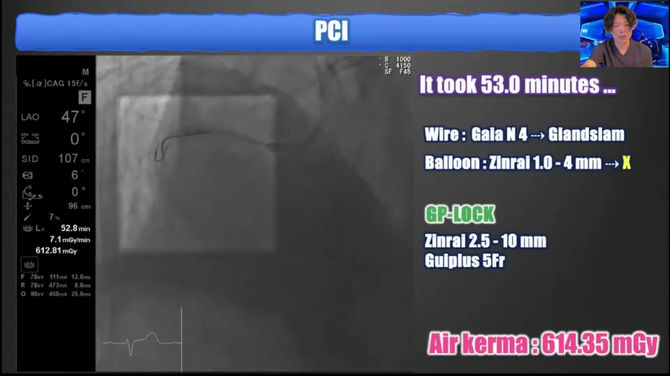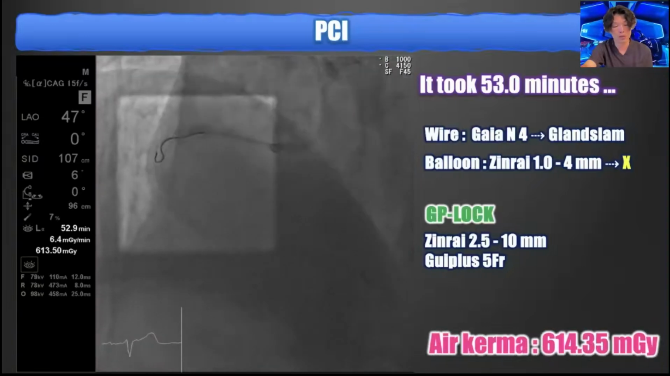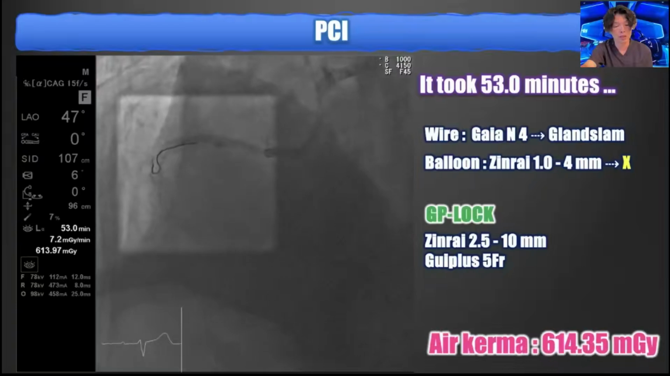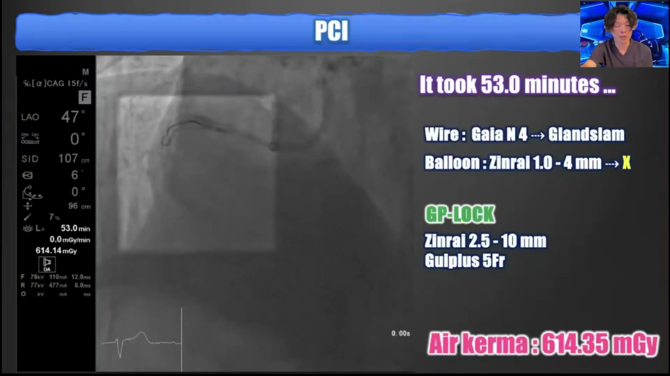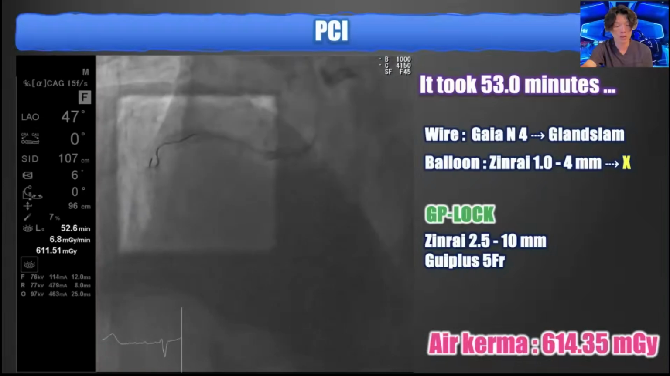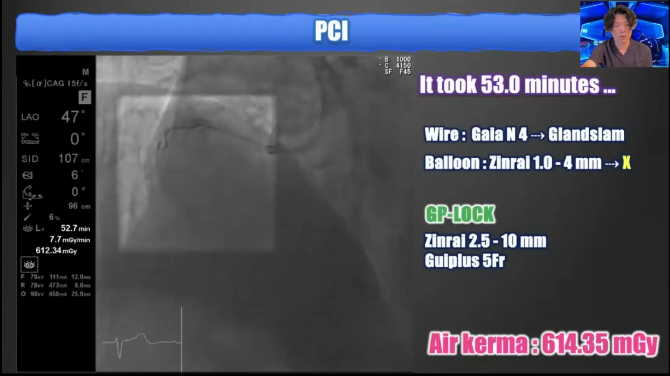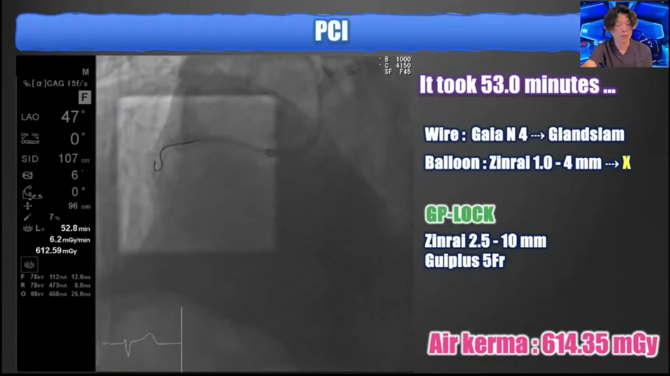To overcome this, we employed the guide extension proximal locking method, the GP lock technique, using a Guidepliant 5 French guide extension and the Zenrai 2.5 10 mm balloon at the proximal RCA site. The fluoroscopy time was 53.0 minutes with a dose of 614.35 milligray.